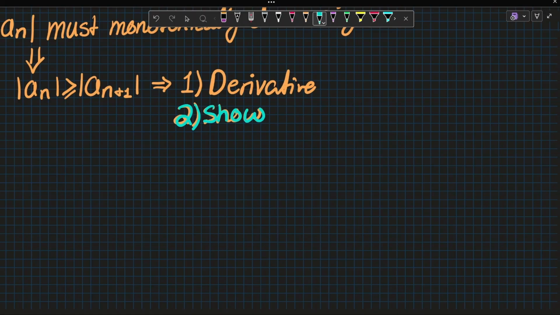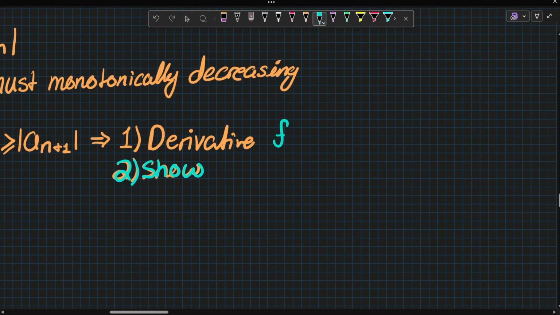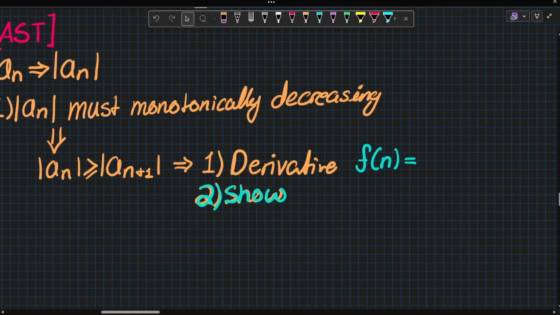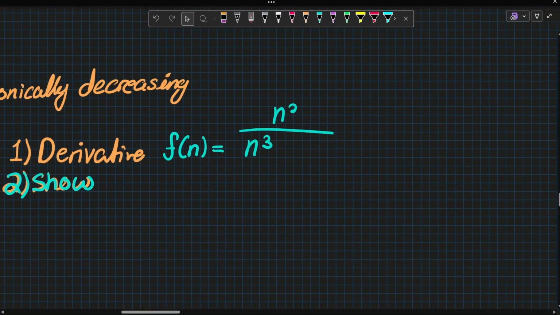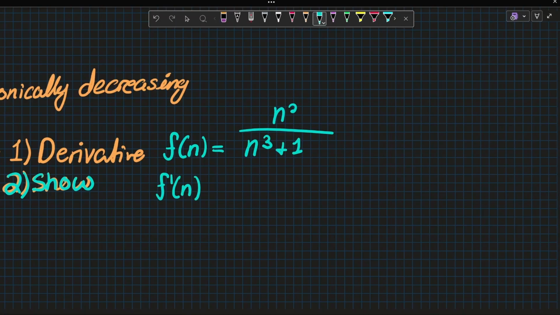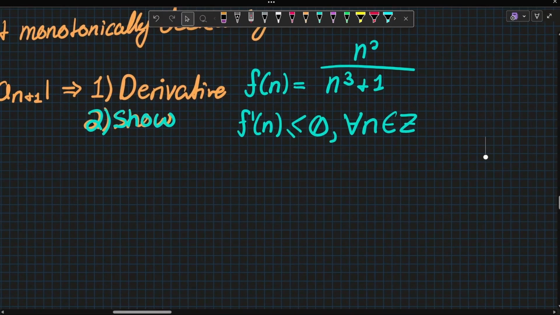Let's show it. The derivative, all you must do is say that f at n is that absolute value. So it'd be n squared over n cubed plus 1. And then you show that f prime at n, right, or the derivative, is less than or equal to 0, so it's negative for all n, all right? And this will be all integers, right? Because we want to show that the change is always decreasing or the change is negative, right?